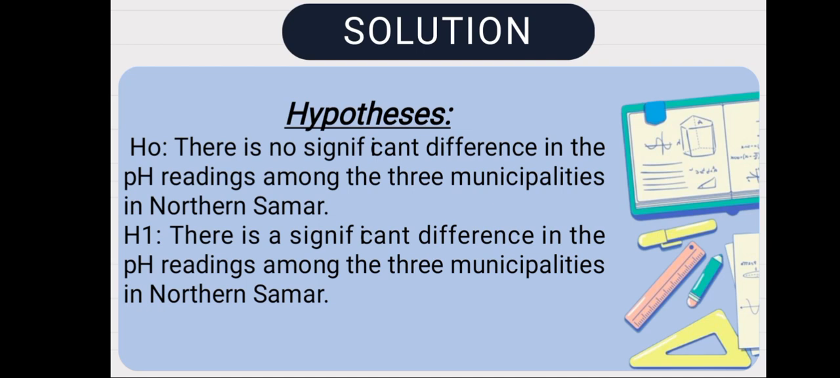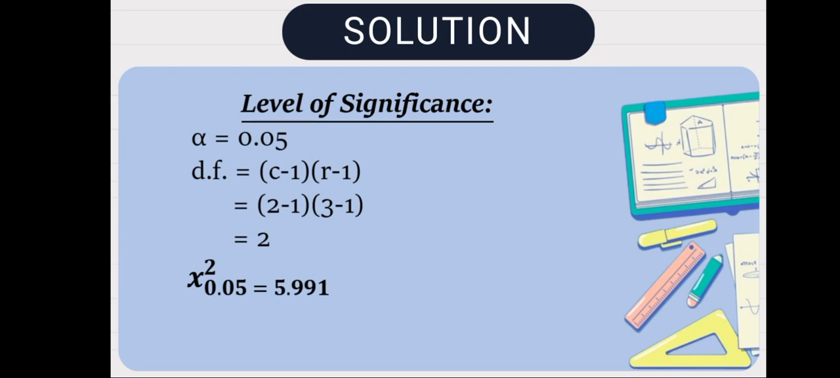First step is the hypothesis. HO: there is no significant difference in the pH readings among the three municipalities in Northern Samar. Then atong H1 or HA, which is the alternative hypothesis: there is a significant difference in the pH readings among the three municipalities in Northern Samar. The next step is level of significance. So, atong alpha is equals 0.05, based sa katong nakuha dito nga gigamit sa atong median test.